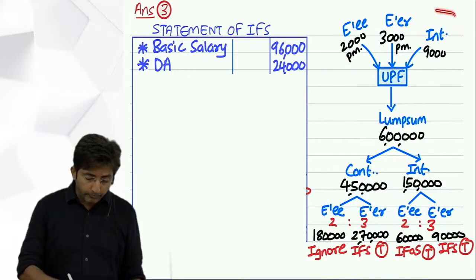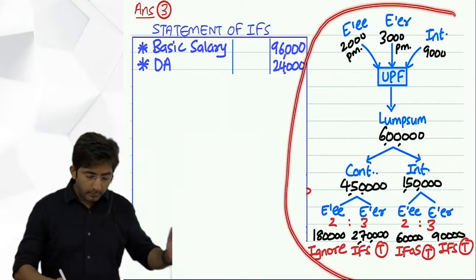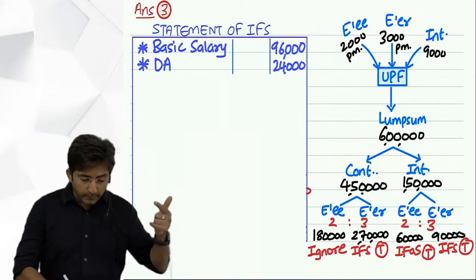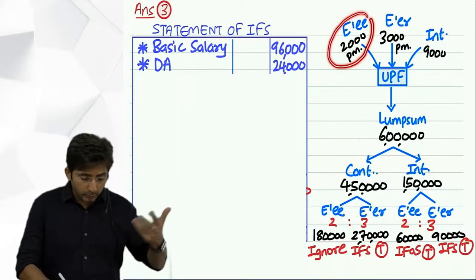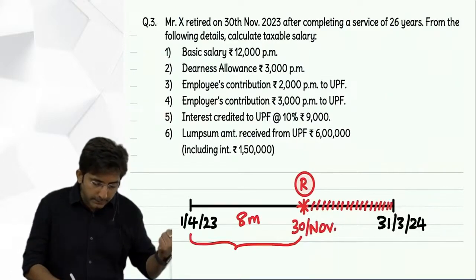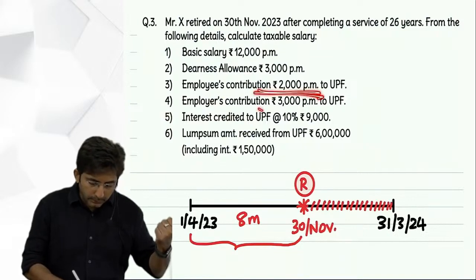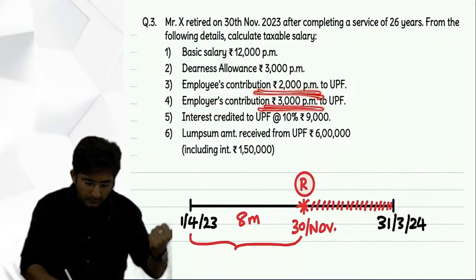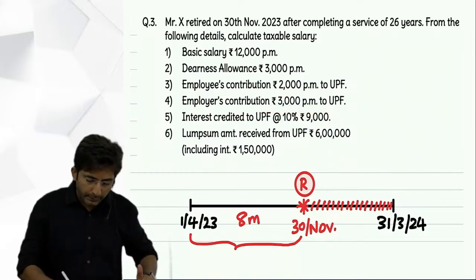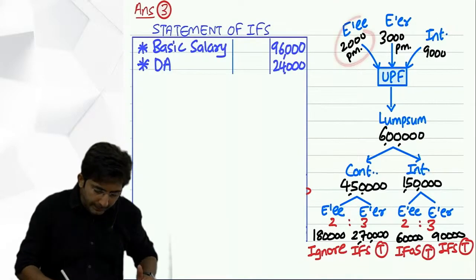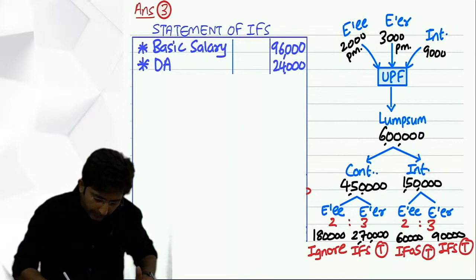See, you have to give the effect of every amount over here. Look, start from the top. What is the effect of this? Ignore. See, you have to talk about all points, because in the question they had given 2000, 3000, 9000, 6 lakhs. So effect of all we have to give. So regarding this, it will be ignored. So you can write here in the working only, this will be ignored.